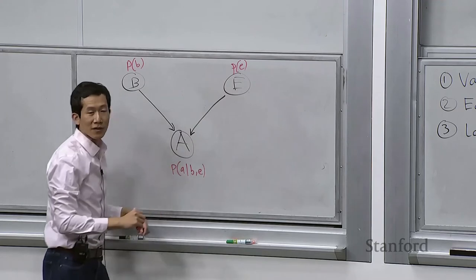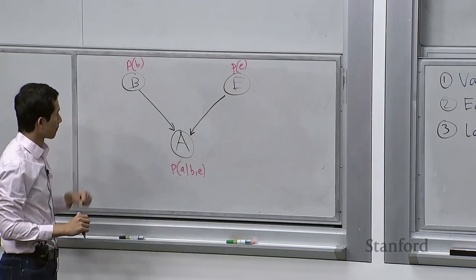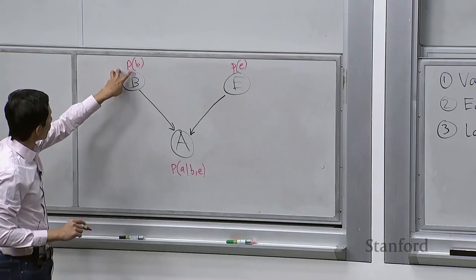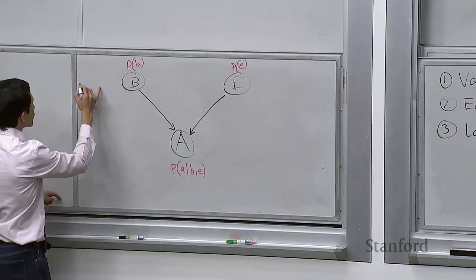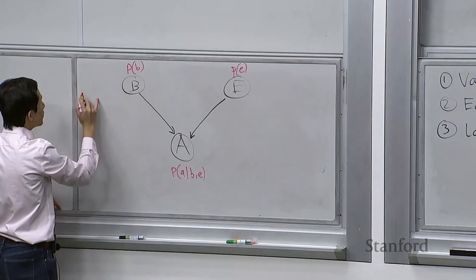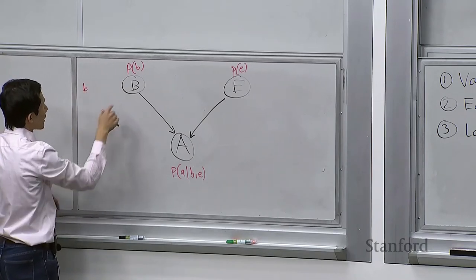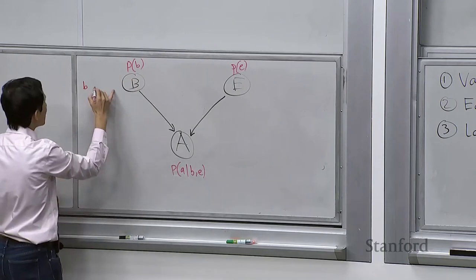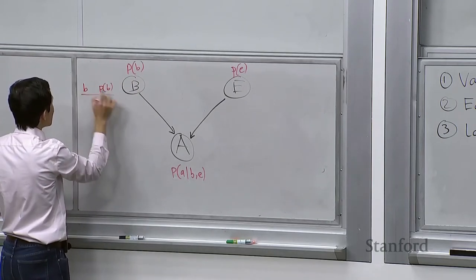E has no parents, and B has no parents. Okay, so in particular, let me flesh this out a little bit more. What is P of B? P of B is a table that specifies only what's going on in this region of the space. So I have B and I have P of B, and I just fill this out.